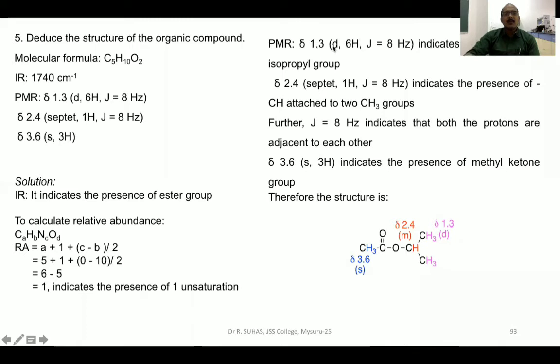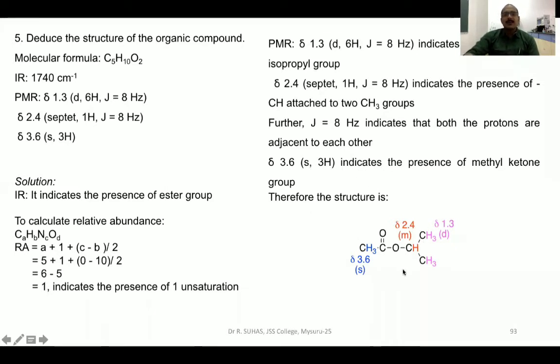PMR 1.3 doublet 6H. So doublet septet, I've already told that it is the characteristic feature of isopropyl type. It indicates the presence of isopropyl group. 2.4 septet indicates the presence of CH attached to 2 CH3 groups. So these two, they are neighbors to each other since they have got same coupling constant. So this is CH, CH3, CH3. And 3.6 singlet 3H, it indicates the presence of methyl group.